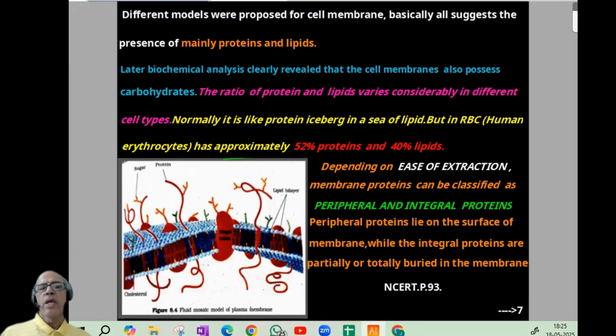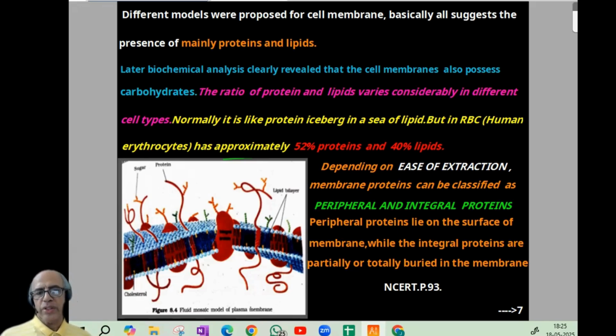It's an important question: 52% protein and 40% lipids. Now, classification, how this has been classified. Depending on ease of extraction, there's an important term for the exam. Based on ease of extraction, membrane proteins can be classified as seen on the outer side and seen inside. That means peripheral and integral proteins.